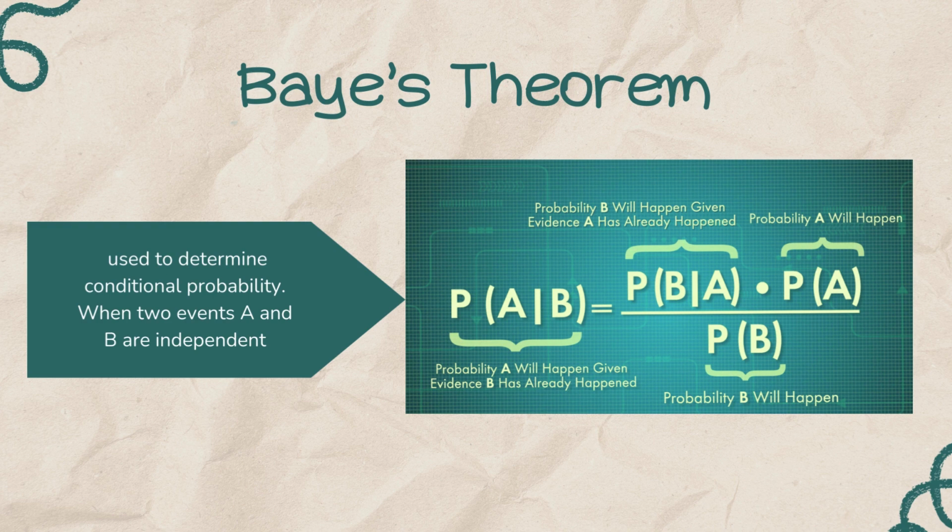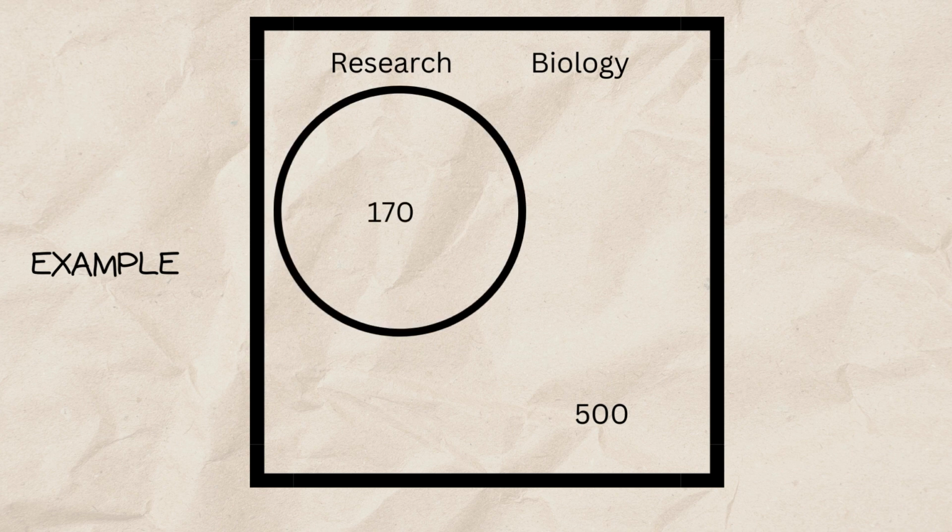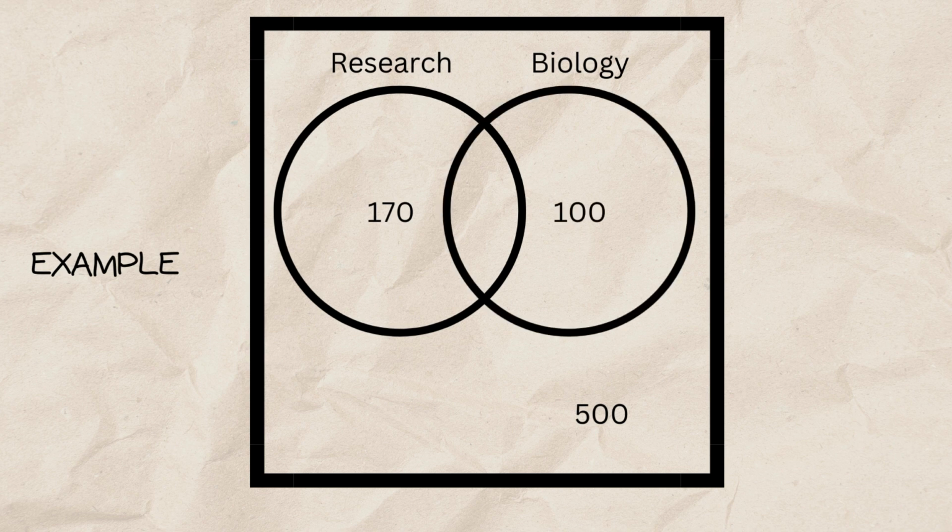It is used to determine conditional probability. As you can see here, the formula given is: the probability A will happen given evidence B has already happened equals the probability B will happen given evidence A has already happened, multiplied by the probability A will happen, divided by P of B, the probability B will happen.